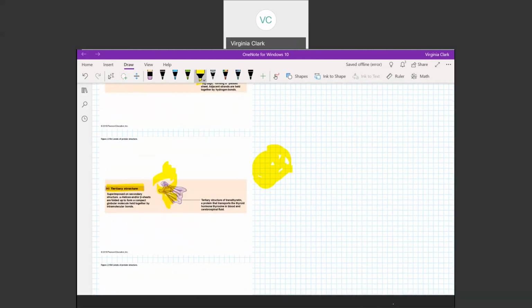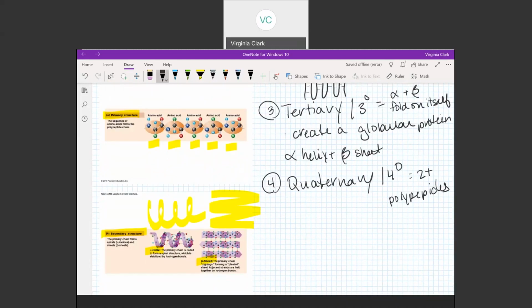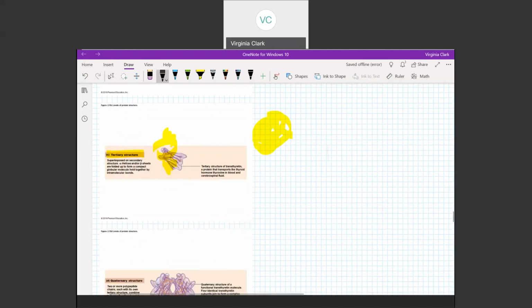It's a globular protein. So then the fourth kind, I'll go back up here to keep them together, is called quaternary, or the fourth degree structure. This is going to be 2+ polypeptide chains, 2 or more. When you put a tertiary with a tertiary, you're going to get a quaternary.